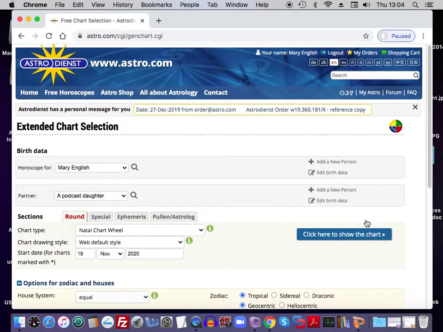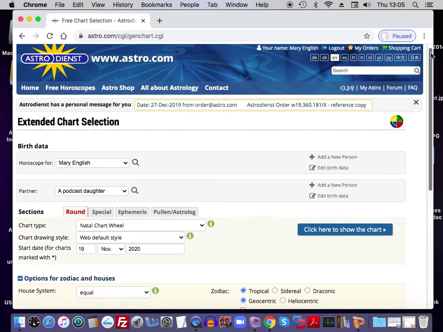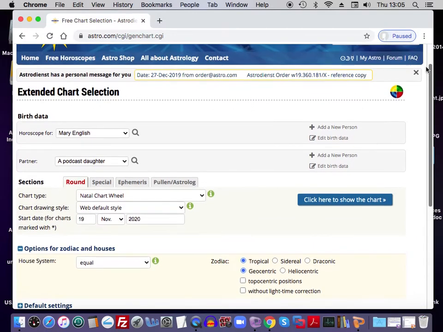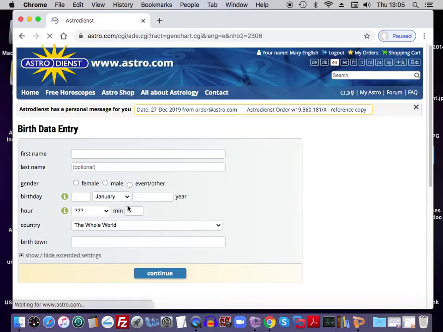Now, assuming you have made yourself an account there, this is what this page will look like. You'll have your name in the top there and all the other people that you might have added into your account. And we are going to make two imaginary people today, and we're going to start from scratch. So you're on the extended chart selection page, add a new person.